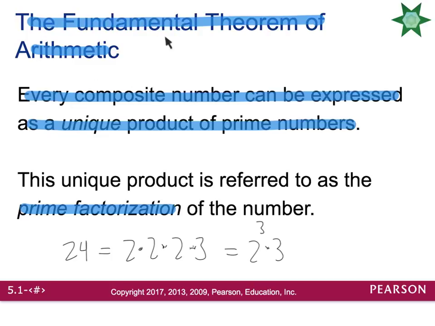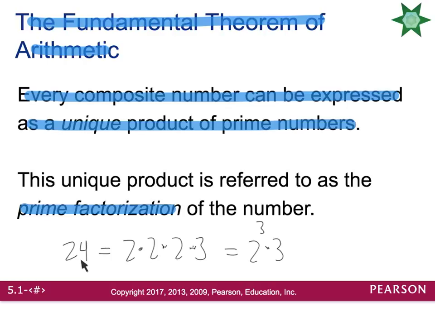Okay, so let's talk about the fundamental theorem of arithmetic. That says that every composite number, meaning it's not a prime number, can be expressed as a unique product of prime numbers. And we call that the prime factorization. So that means we can break down a number into prime factors, and it's unique for each number.